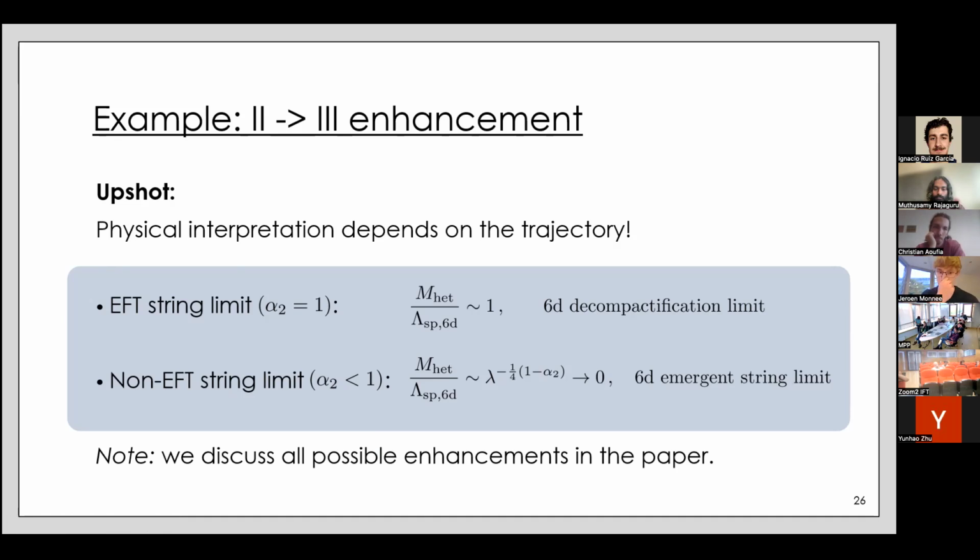Now, in the paper, we discuss all the possible enhancements you can have, and it all follows kind of this pattern, that it depends on whether it's an EFT string limit or not. And we also discuss the interpretation of, say, what happens if you have a type 2 to type 2 enhancement. So when the principal type doesn't change, and this has to do with whether there are decoupling gravitational field theory sectors.